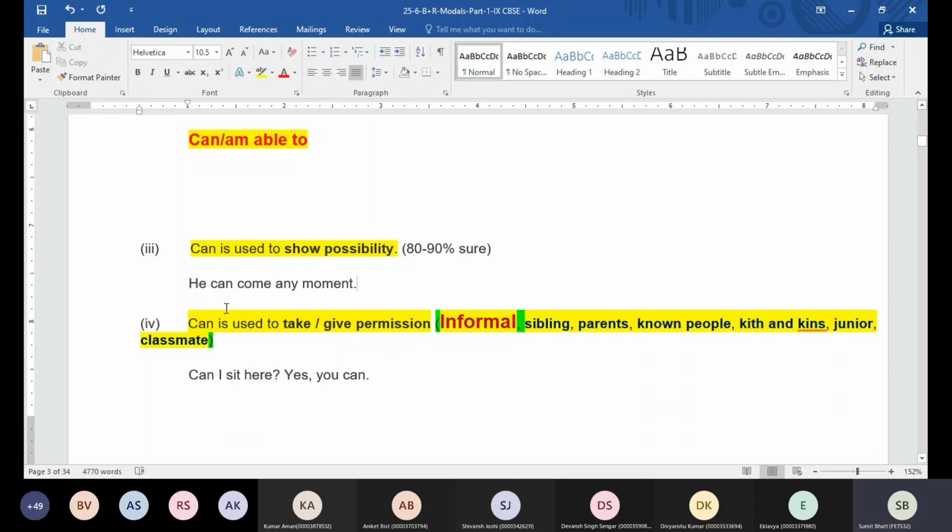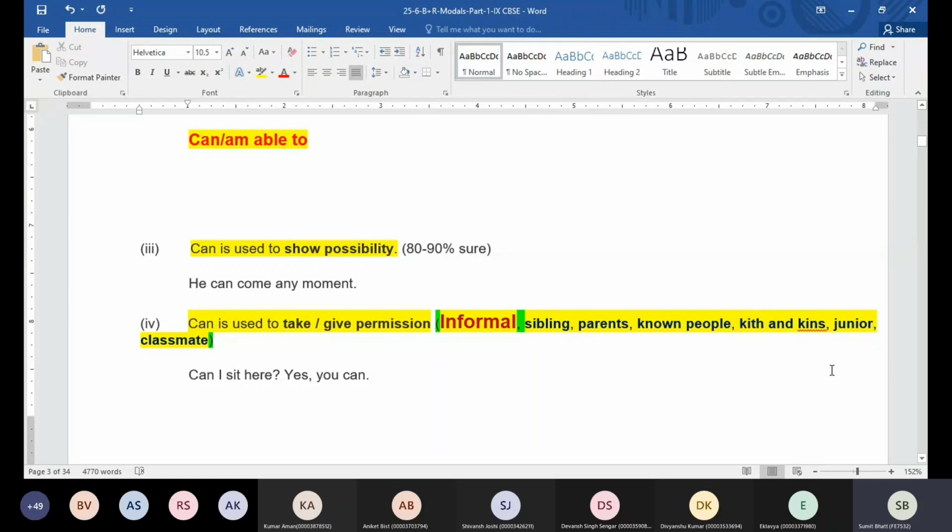Can is also used to take or give permission. We can take permission from somebody or give permission to somebody, but when we are being informal. Informal means you are talking to someone who is your sibling, like your brother and sister, or parents. They are known to you. At home we use different language, in office we use a different language. So with parents also you can use can, with people known to you.